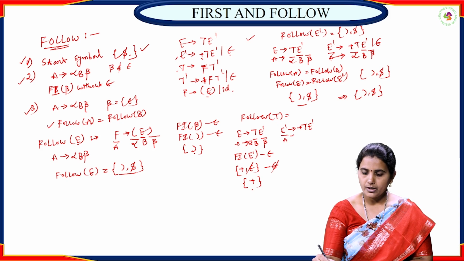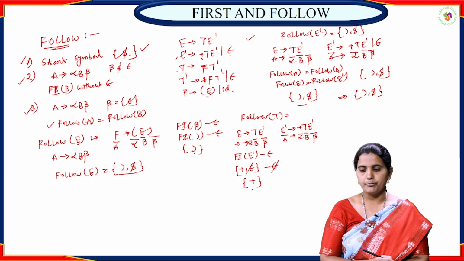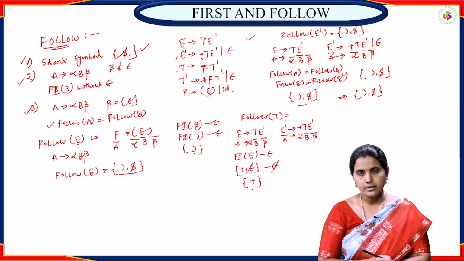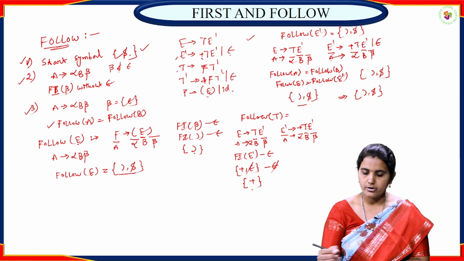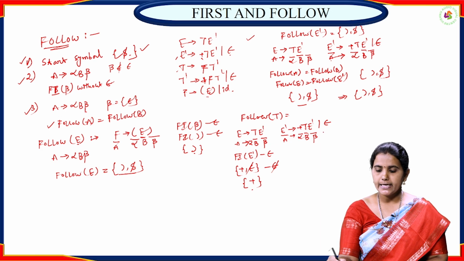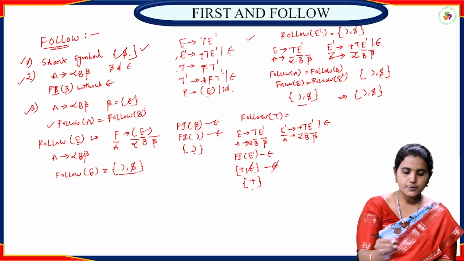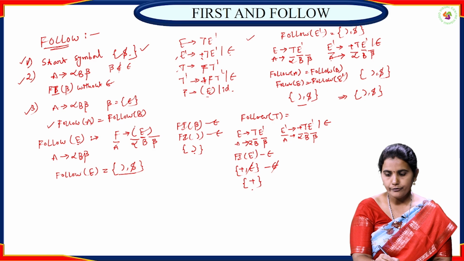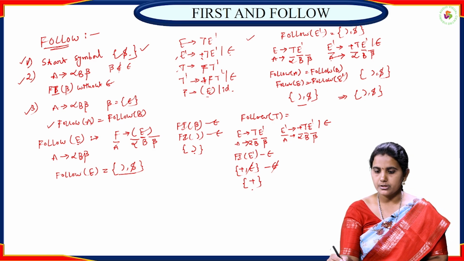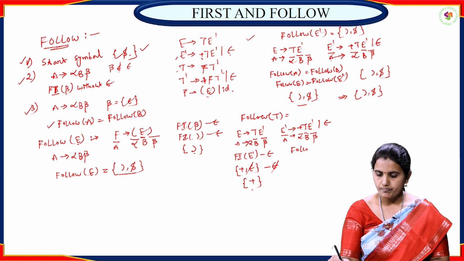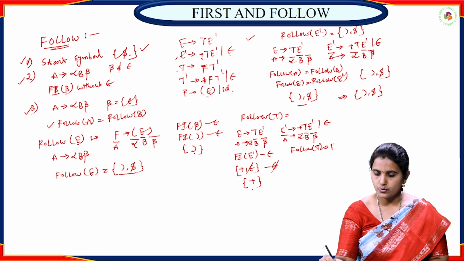This is A implies, your T is considered as B, and left hand side is alpha, right hand side is beta. Beta is not an epsilon case. Then first of beta minus epsilon. Then E dash implies plus T E dash or epsilon. In this case, your production is consisting of epsilon. Finally, your production consisting of epsilon means follow of A equals follow of B, means follow of T equals follow of E dash.